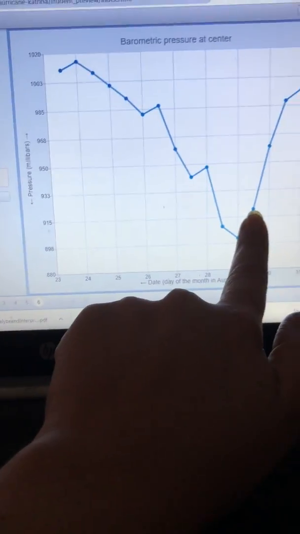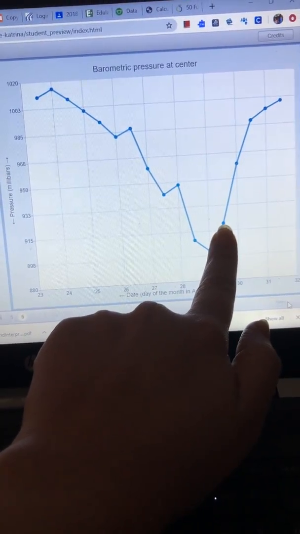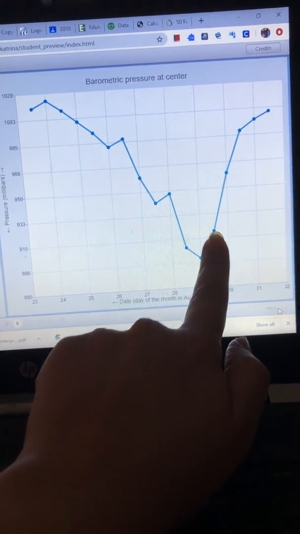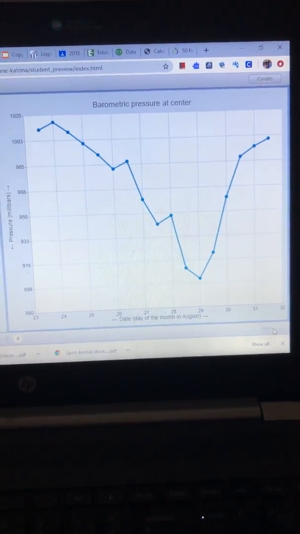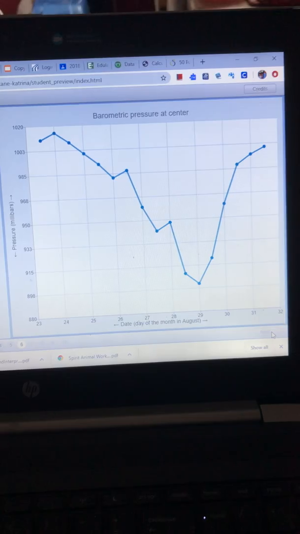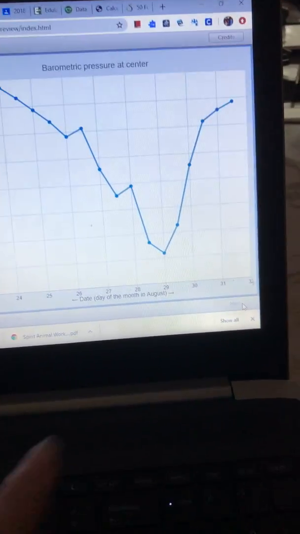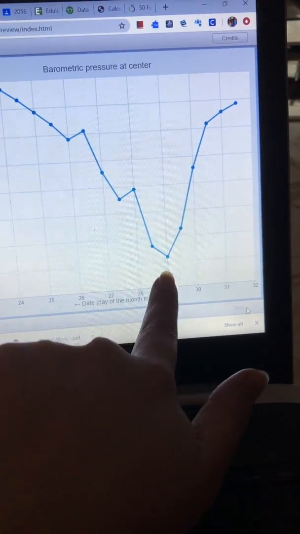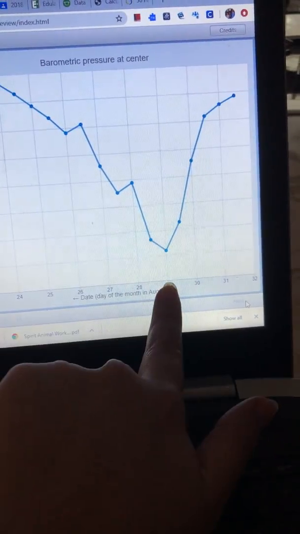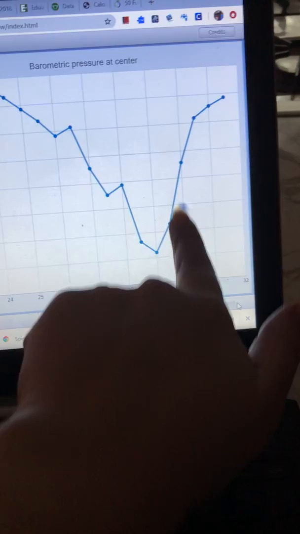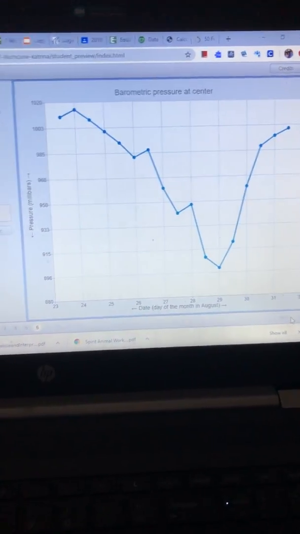So what was happening to the pressure? Pressure started increasing again, because what did it say about the inside of a hurricane? It's the lowest pressure, so that makes sense. So here, right before it hits, we're at the lowest pressure. Then once it hits and starts to leave, the pressure starts going back up.